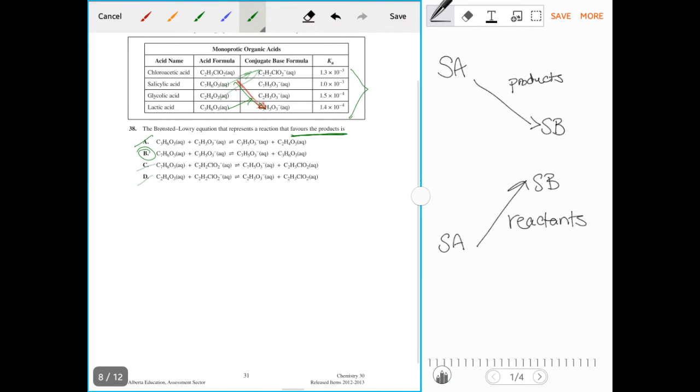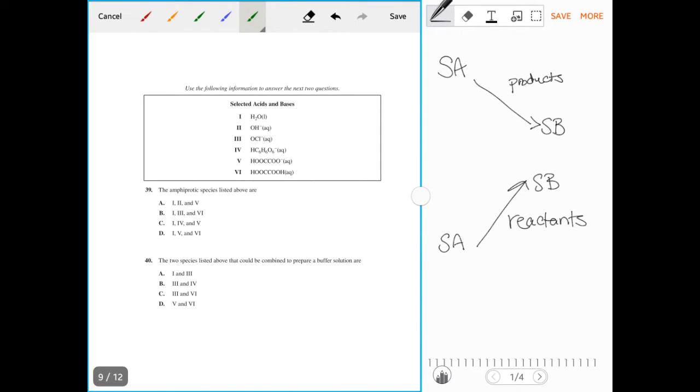Let's take a look at the next question. Pardon me. So we're going to, again, read our question here. It says 39: the amphiprotic species listed above. Remember, amphiprotic means an entity that can both donate or accept a proton. So when I take a look at my amphiprotic entities, I need to make sure that an entity can both accept and donate a proton.